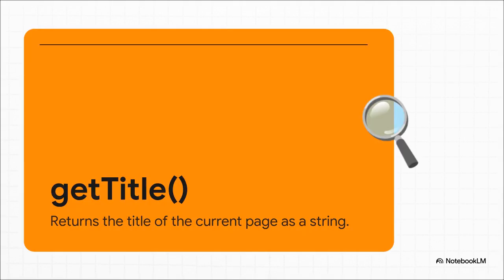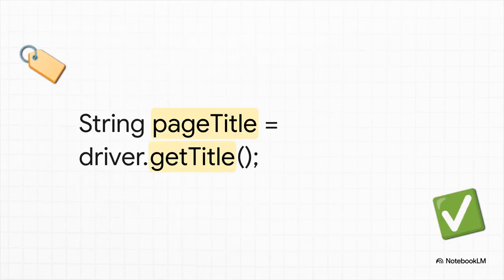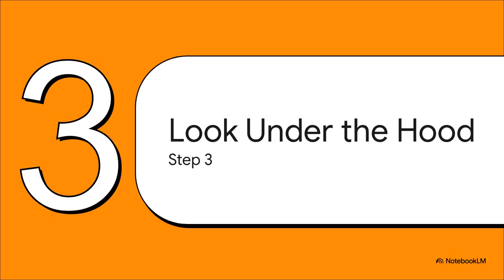Another fantastic way to confirm you're in the right spot is to check the page title. That little piece of text that shows up in the browser tab? The getTitle method grabs that for you. It's just another layer of verification that makes your script way more reliable. And just like getCurrentURL, getTitle also returns a string. You can grab it, stick it in a variable, and use it for another check. This is so useful for making sure you've landed on, say, the login page before you even try to type in a username.